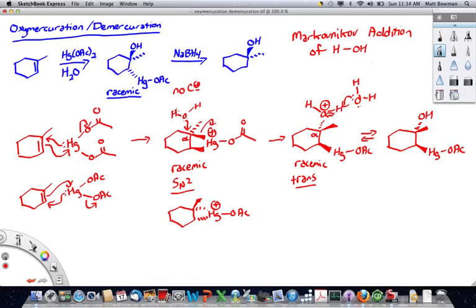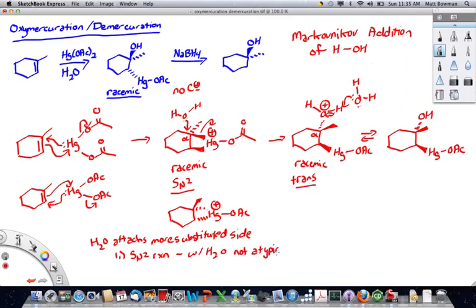Now, water attacks on the more substituted side. This is odd for a couple of reasons. One, it's an SN2 reaction with water, which is not a typical SN2 nucleophile. So it's not typically used as an SN2 nucleophile.